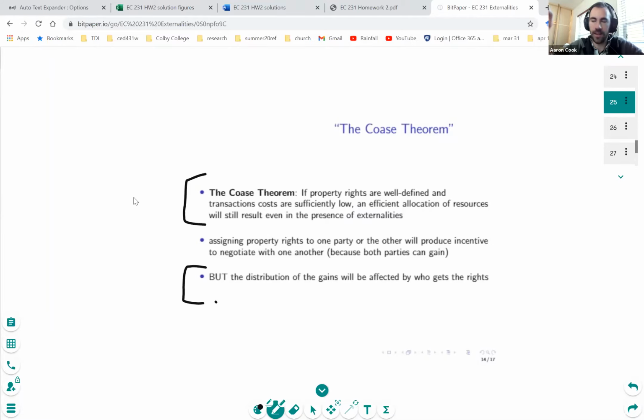One problem is that the distribution of the gains to different parties is going to be affected by who gets the rights. So who gets the rights initially won't affect the solution that the two parties can agree on, but it will affect who gets to benefit more. It will affect who has to pay more in order to arrive at that efficient solution. So the one party is going to prefer one property rights regime, the other party is going to prefer a different property rights regime, and the distribution of the gains will be affected by who gets those rights.